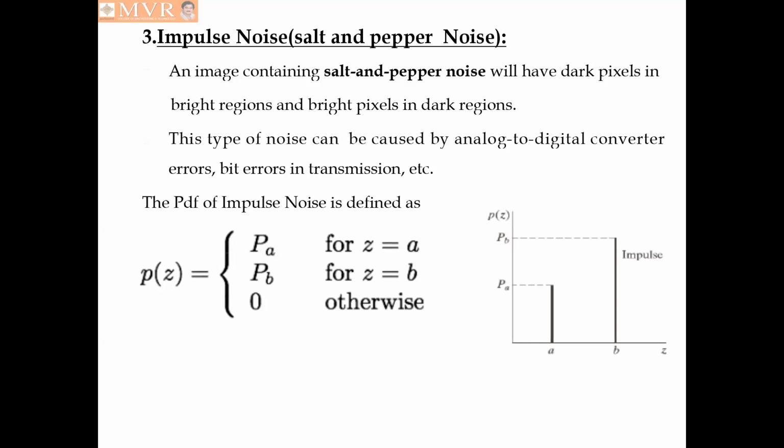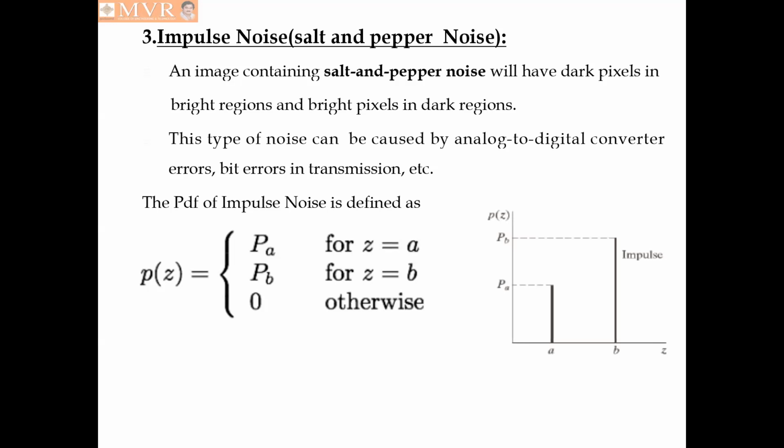This type of noise can be caused by analog to digital conversion, where some errors will occur. In this analog to digital conversion, errors cause impulsive noise. Bit errors which occur in the transmission also cause impulsive noise.